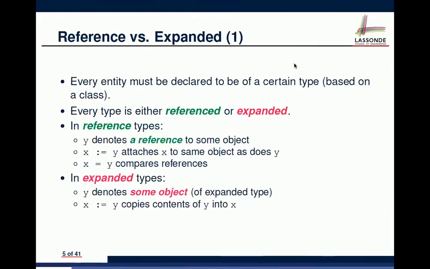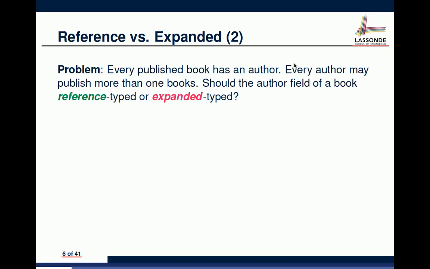Okay, so now let's see what the next thing is. A very, very quick exercise for you. Let's think in this way and read the problem together. Every published book has an author. Every author may publish more than one book. Should the author field or attribute of a book be reference type or expanded type? And give me some rationale. Why would you think it should be either reference type or expanded type?